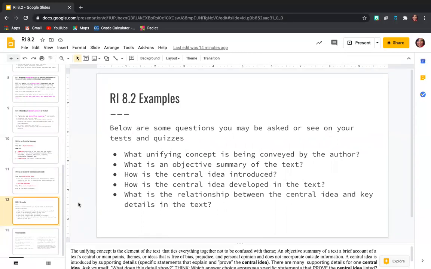Here are some examples of questions you may be asked or see on your tests and quizzes. What is the unifying concept? What unifying concept is being conveyed by the author? What is an objective summary of the text? How is the central idea introduced? How is the central idea developed in the text? What is the relationship between the central idea and key details in the text?